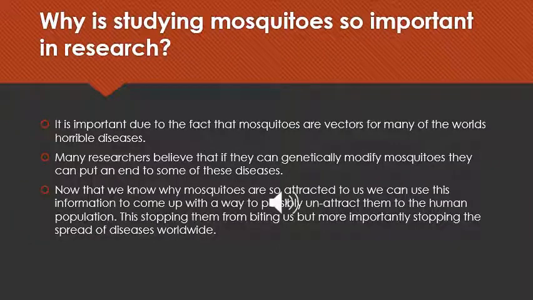Now, lastly, let's get into why studying mosquitoes is so important for research. This topic is so important due to the fact that mosquitoes are vectors for many of the diseases spread around the globe. And now that we know why and how mosquitoes are attracted to us, maybe we can use this information to reverse the process. If we can get mosquitoes to stop using us as a host, we might be able to stop the spread of diseases around the world. Many researchers believe that by altering the mosquitoes genetically, we can put an end to the disease epidemic.